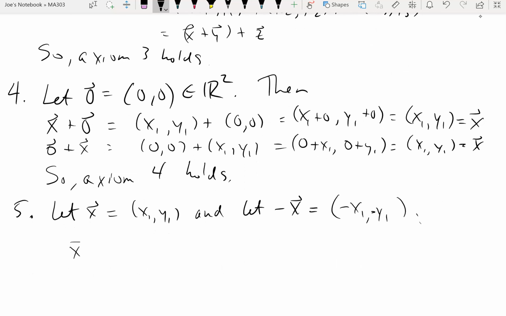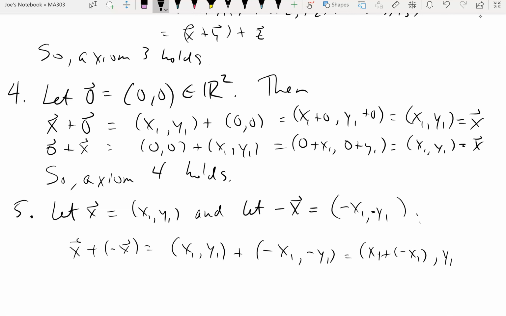So if I take x plus minus x and just run through it, we really do get the 0 vector. And then you should also check the other way as well. It'll work, but you should check the negative x plus x, making sure it works on both sides.